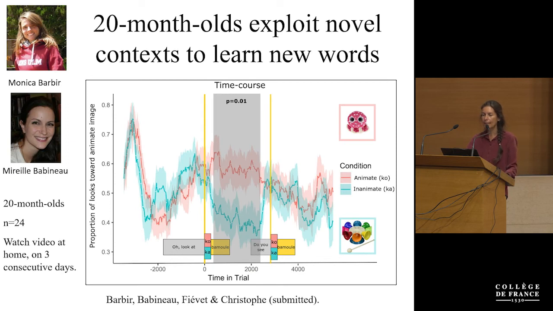And indeed, these 20-month-olds here are able to exploit these function words that they just learned by looking at a video in order to infer the probable meaning of these novel words that they just heard, okay? So when they here look at ko bamul, let's say, they look more at this animate here than when they here look at ka dorip, where they look more at this guy here, okay?